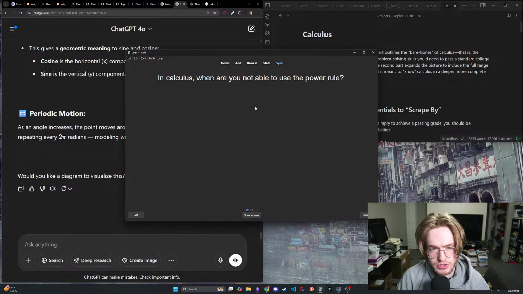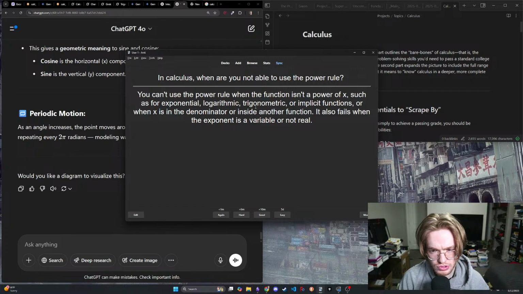You're not able to use the power rule when you don't have a composite function. When the function isn't a power of x, such as for an exponential, logarithmic, trigonometric, or implicit functions. When are you not able to use the power rule? For some reason I was thinking the power or the chain rule.